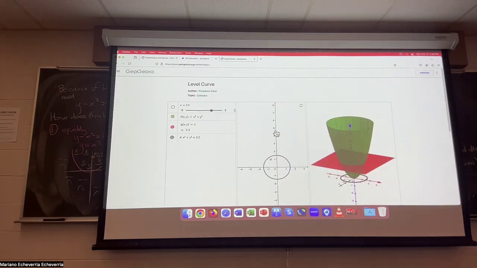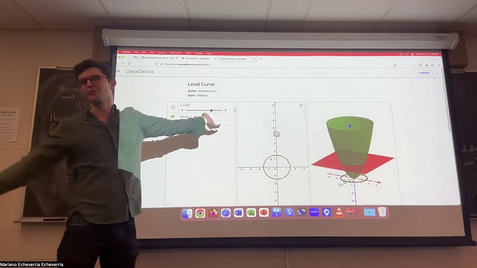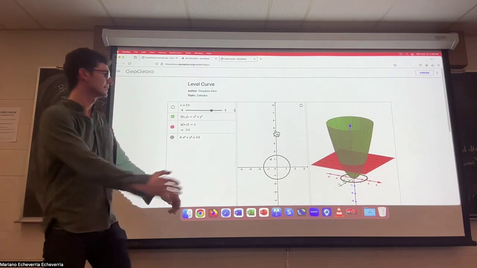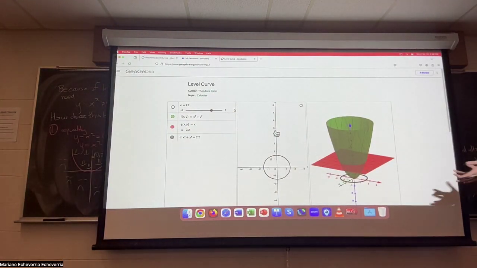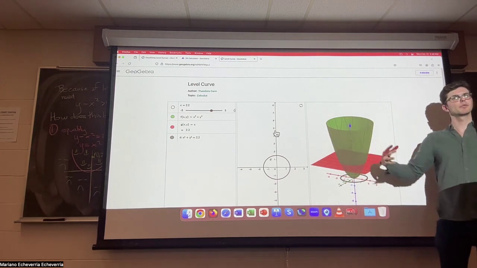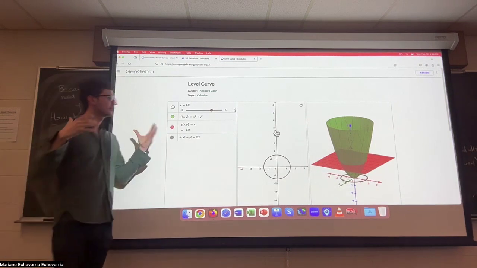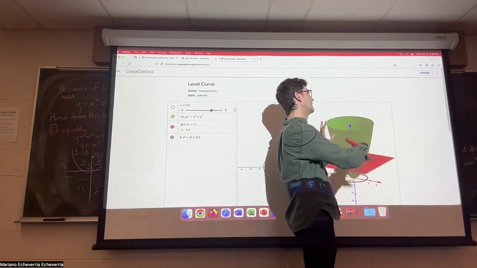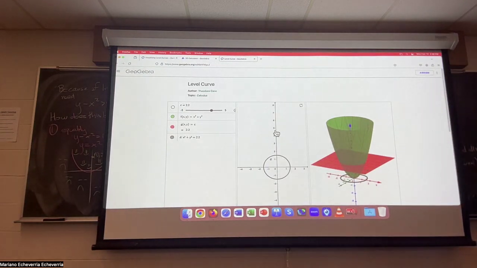So what's happening here? Imagine that you have a function like x squared plus y squared, one that we have been discussing a lot previously. If you look at the graph, you get this salad bowl, this paraboloid, right? Now, the graph actually lives in 3 dimensions, right? So the graph is in 3D space.